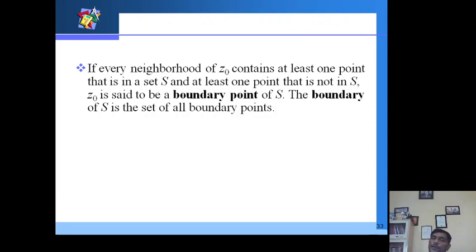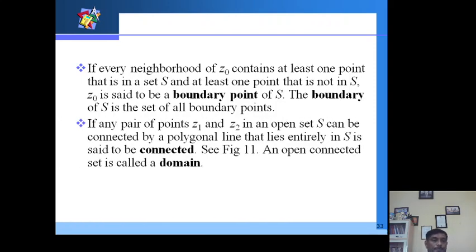If every neighborhood of z₀ contains at least one point that is in a set S and at least one point that is not in S, then z₀ is called a boundary point of S. The boundary of S is the set of all boundary points.